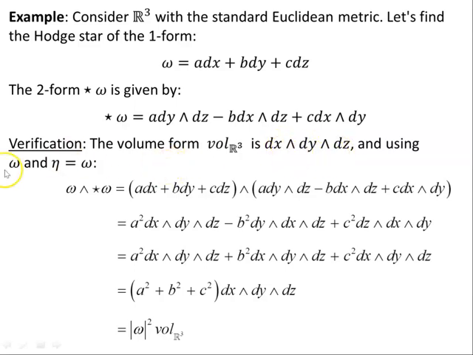And using omega and eta equal to omega, we'll have omega wedge Hodge star of omega, this wedge with this, because remember this is the Hodge star of this. Expanding that out, we have a dx here, wedged with that 2-form here. When we do that, we get a squared, a squared dx wedge dy wedge dz.